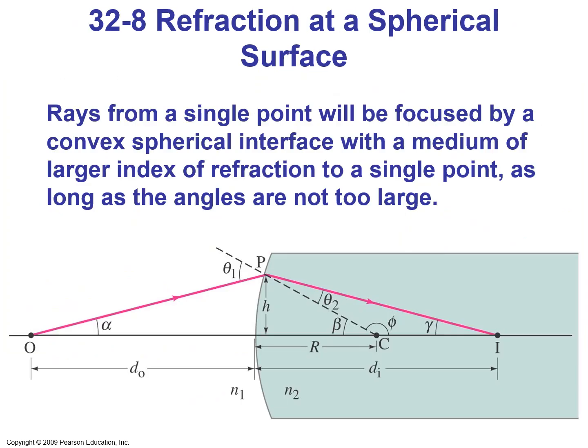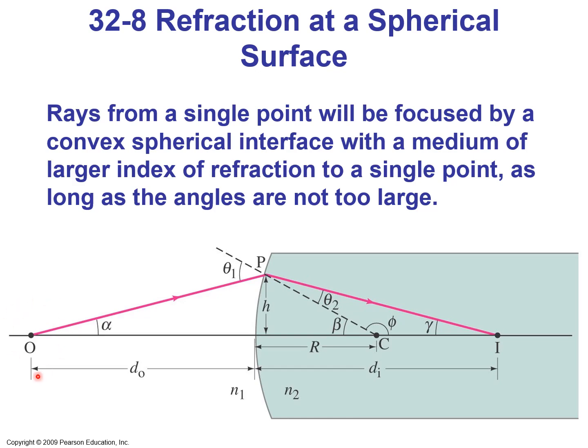Section 8. Refraction at a spherical surface. Rays from a single point will be focused by a convex spherical interface with a medium of larger index of refraction to a single point, as long as the angles are not too large.